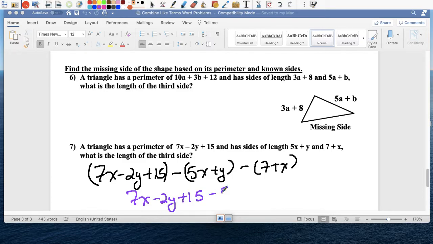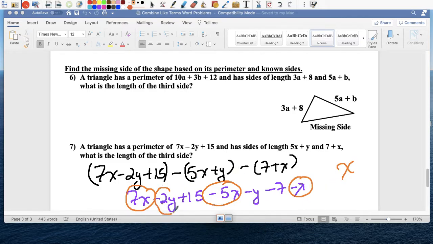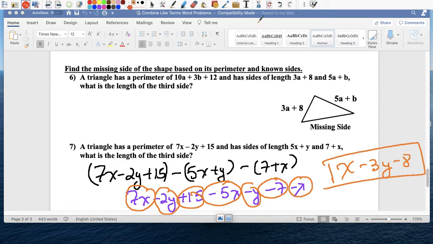We get minus 5x minus y minus 7 minus x, remember, right? So combine like terms: the 7x with the minus 5x is 2x, and minus x again gives me x. Negative 2y and negative y is negative 3y. And 15 minus 7 is 8. So the missing side has this measurement.